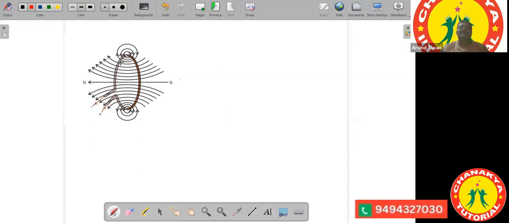Since this circle is behaving as a magnet, the magnetic field lines which move out of the circle, that is the North Pole, and from where the magnetic field lines enter, that is the South Pole. So one side of this circular loop is the South Pole, and the other side is the North Pole. Now I will tell you a very simple rule to identify which one is a North Pole and which one is a South Pole.